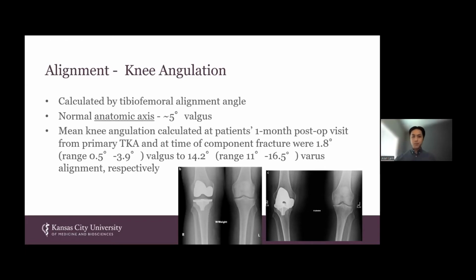That's completely fine. But what we saw between some of the X-rays taken at the 1-month post-op visit, where you have a relative restoration of that anatomic axis, and when they eventually came in to clinic for their chief complaint of the component fracture, you saw a significant regression from a valgus to a varus alignment. So going from a mean 1.8 valgus to an eventual 14.2. Now, that begs the question, what caused this regression back to the varus deformity, ultimately placing more pressure on that medial compartment?